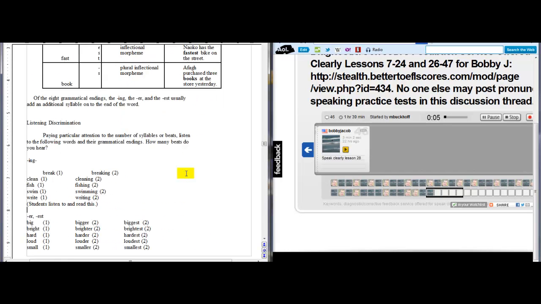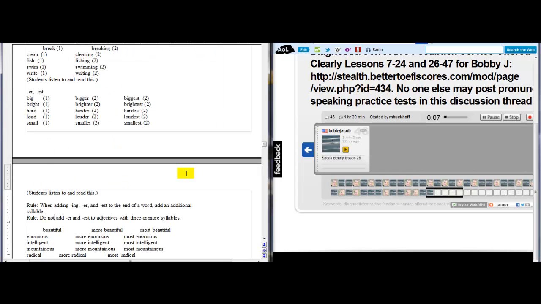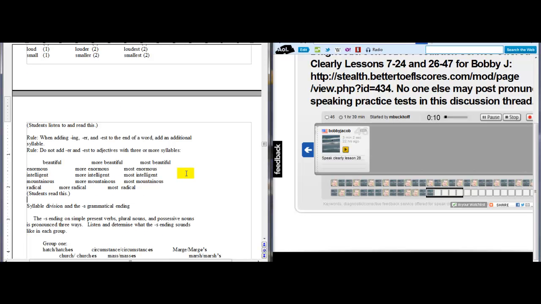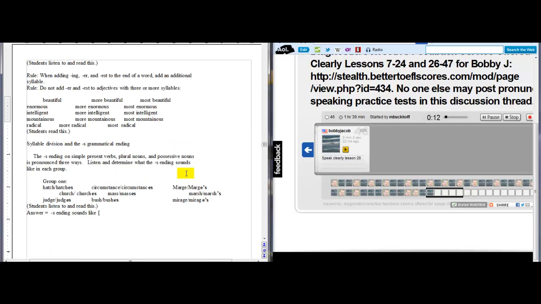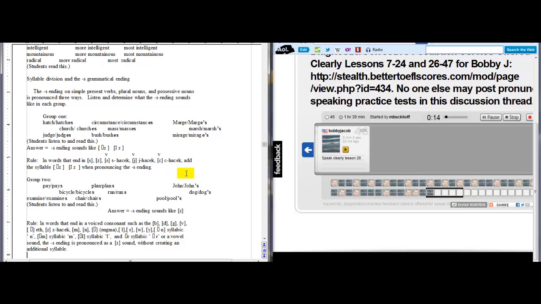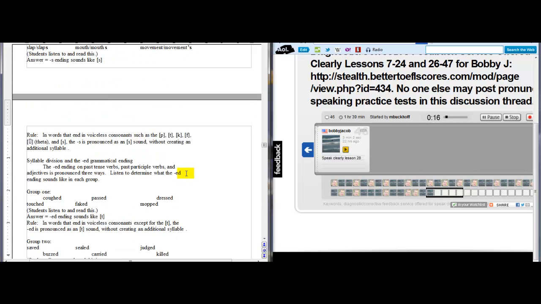I'm going to post one more exercise today, that is Speak Clearly lesson number 28. Syllable division and grammatical word endings part 3. Syllable division and the ed grammatical ending. The main thing here is the ed, depending on where it is in the word, it's either pronounced as a D, as a T, or you create an additional syllable at the end of the word. That's really what you're trying to practice right now.